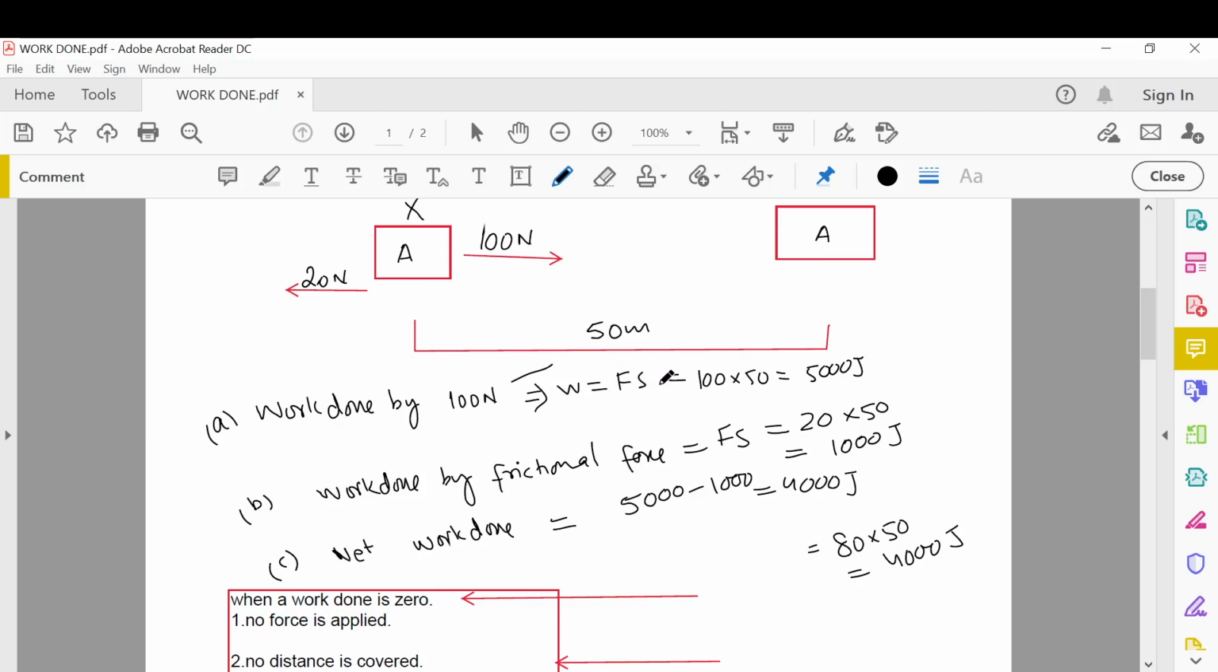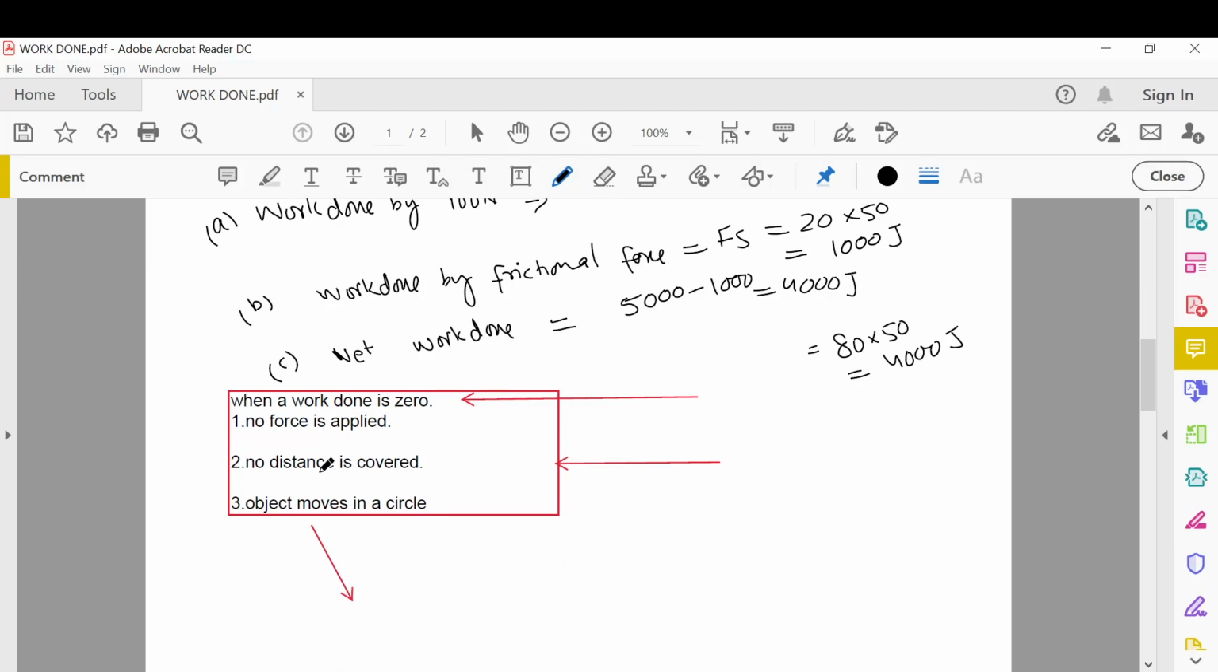W is equal to F into S. Then he says work done by the friction force. Then you have to consider the friction force and the displacement moved against the friction force, and then the net work done. So that whole lot we are dealing with this formula: work done is F into S. You note the definition and you note the calculations, and let's move forward to its third phase.